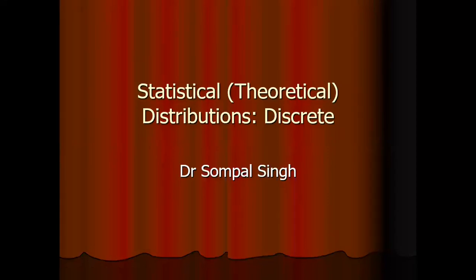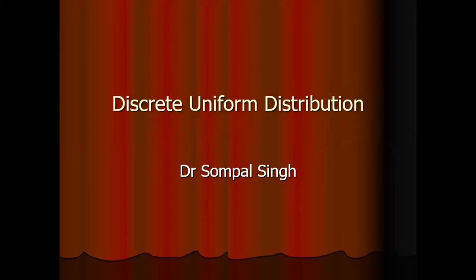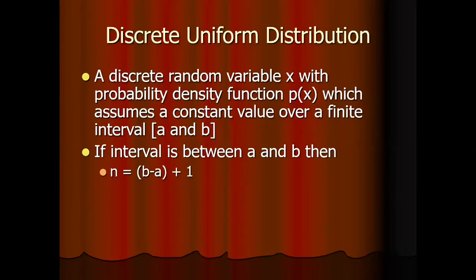Today I'll talk about theoretical statistical distributions for discrete variable. The first one is discrete uniform distribution. A discrete uniform distribution is a distribution of discrete random variable x with probability density function dx, which assumes a constant value over a finite interval.